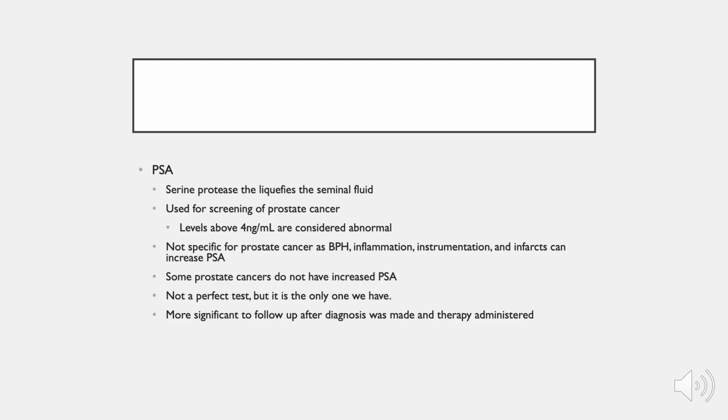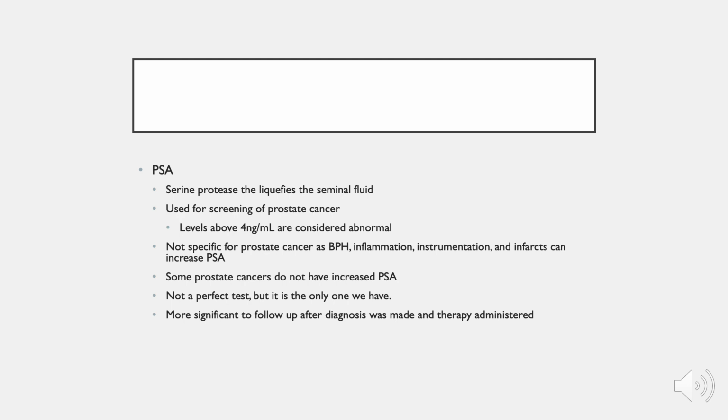A few words about prostate-specific antigen. It's a serine protease that functions to liquefy the seminal fluid. It's used for screening of prostate cancer. Levels below 4 nanograms per milliliter are considered normal. Above 4 nanograms per milliliter are considered abnormal.